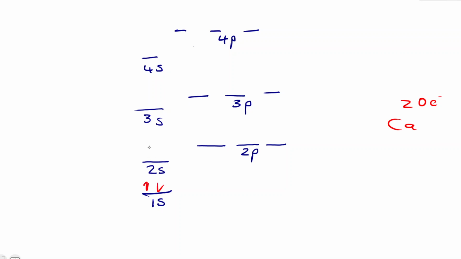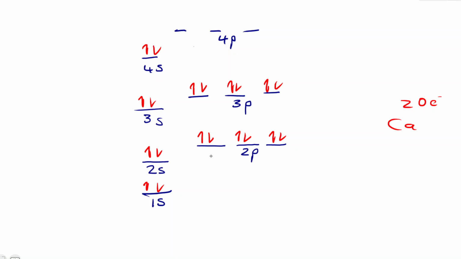1, 2, 3, 4, 5, 6, 7. Pair it. 8, 9, 10. Next level, 11, 12, 13, 14, 15, pair it, 16, 17, 18, next level, 19, pair it, 20. So this would be the Aufbau energy diagram for the calcium atom.